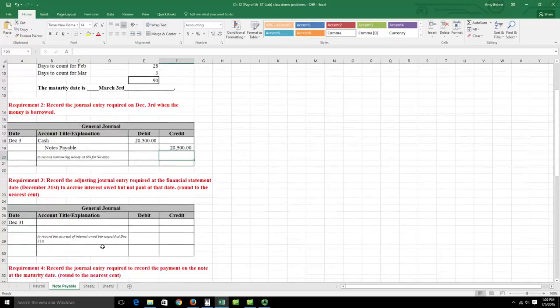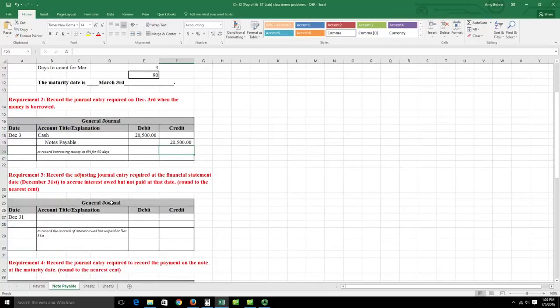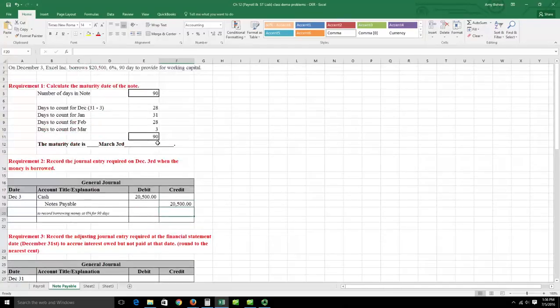Okay, and then the next requirement asks us to record the adjusting journal entry required at financial statement date, that December 31st, to accrue the interest that we owe, but we will not pay until March 3rd. Because remember, this is a 90-day note. So we're not going to pay any of this interest or the principal amount that's due until March 3rd. But we have to produce financial statements at December 31st, so we have to accrue any interest that we've earned and any interest that we owe. In this case, we're going to owe this interest, and we're going to owe 28 days worth of interest at December 31st because the note was signed on the 3rd, and there's 28 days between December 3rd and December 31st.